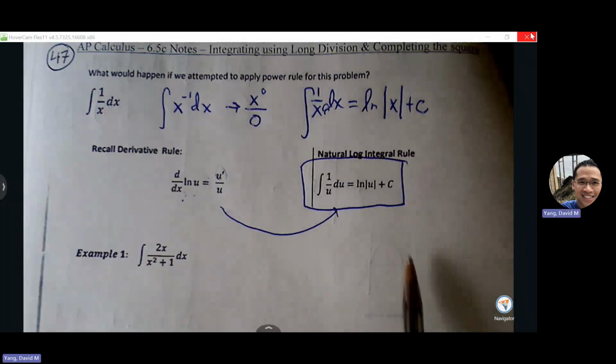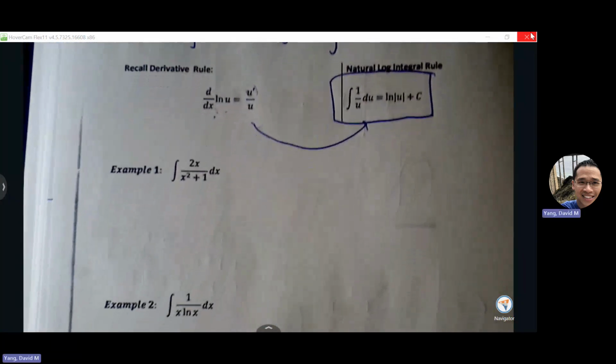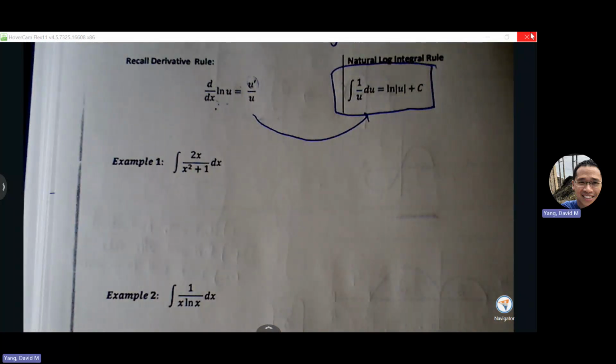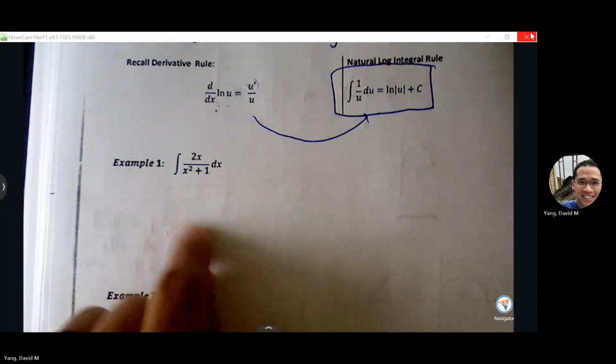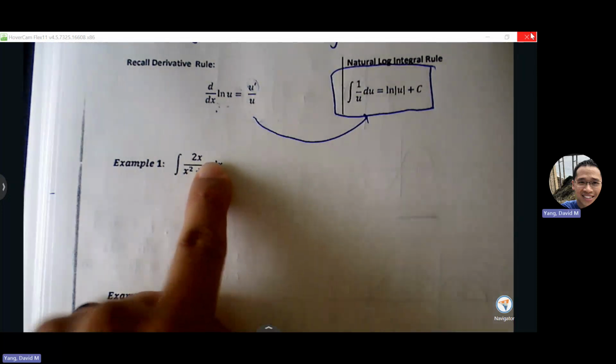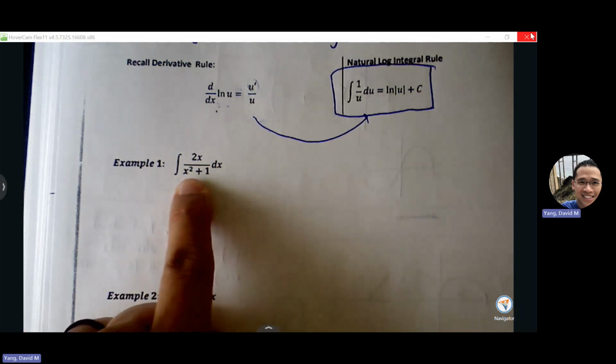Okay, so let's look at example 1 here. First, we always want to explore, is there a possibility for me to rely on power rule or expansion? What's our answer to that? Yeah, more than one term, right? If it was 2x over x squared, then that's fine. We can move that x up and then we can go from there. But as soon as there's more than one term, we're stuck.